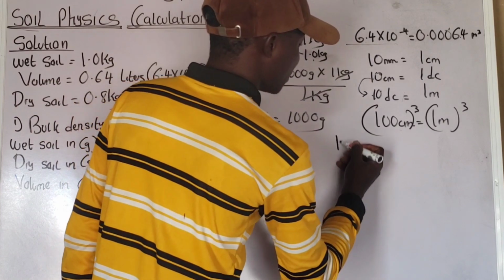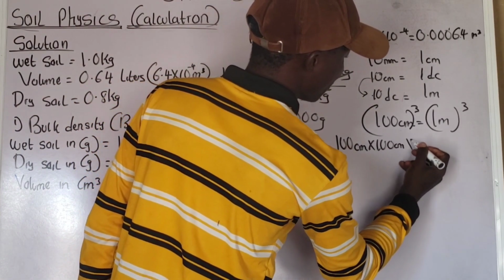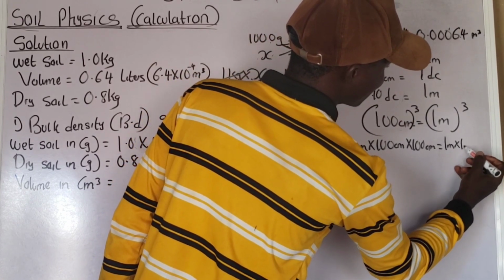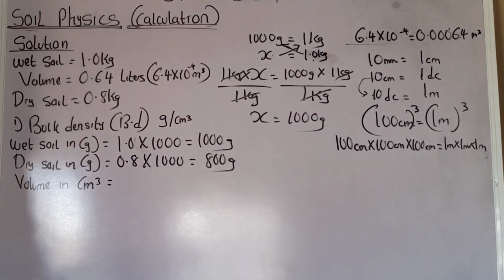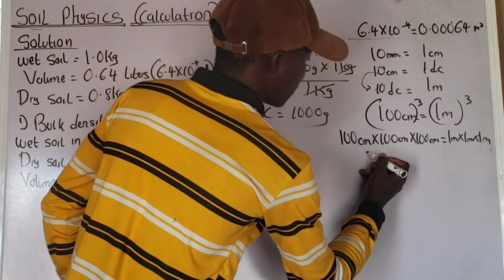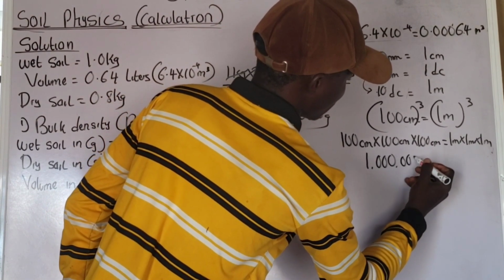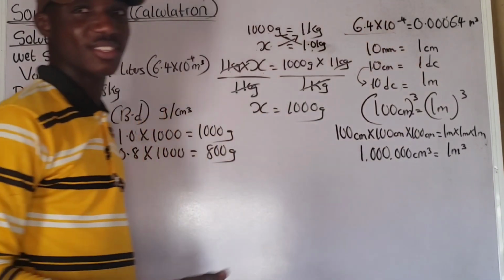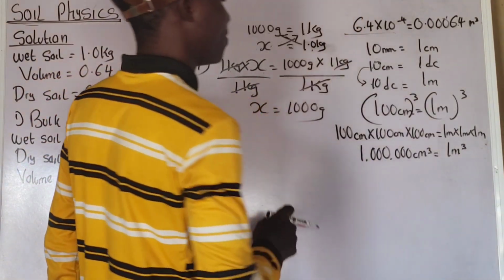Here, I'm going to have 100 centimeter multiplied by 100 centimeter multiplied by 100 centimeter, which will be 1 meter times 1 meter times 1 meter. Now, 100 times 100 times 100 will give us 1 million. So I'm going to have 1 million centimeter cube equals to 1 meter cube. Do you understand? So that is how I got this. Now you know that 1 million centimeter cube equals 1 meter cube.